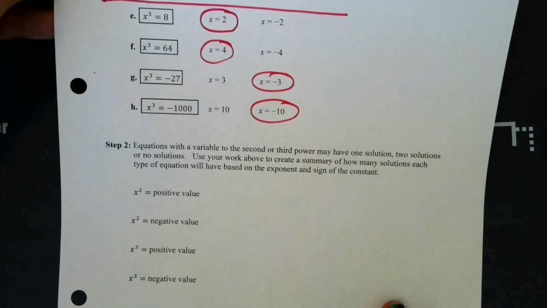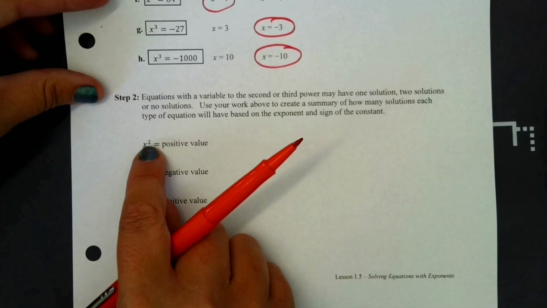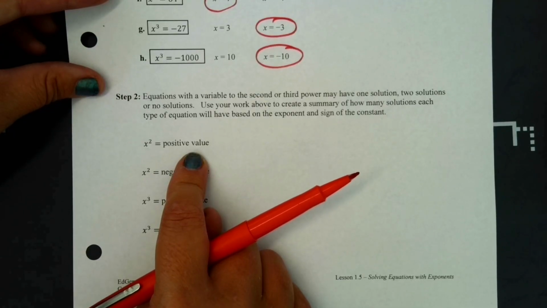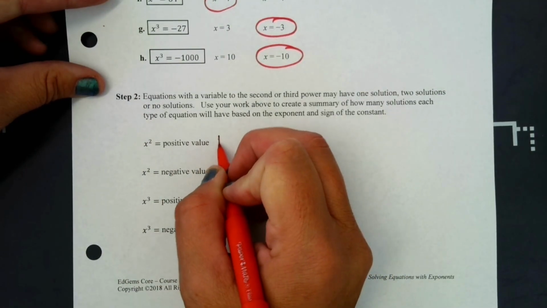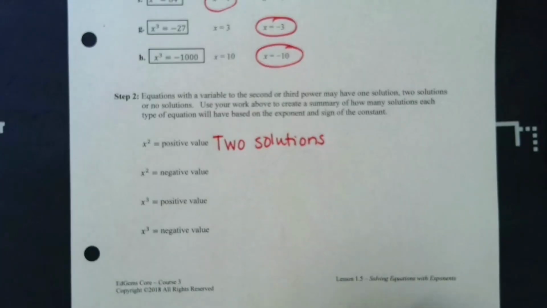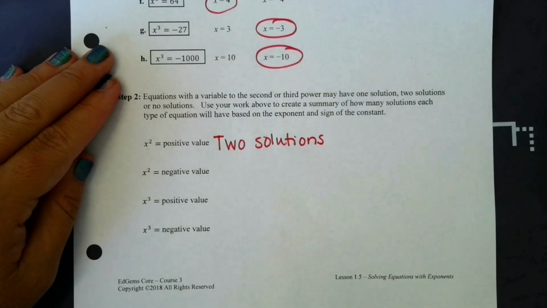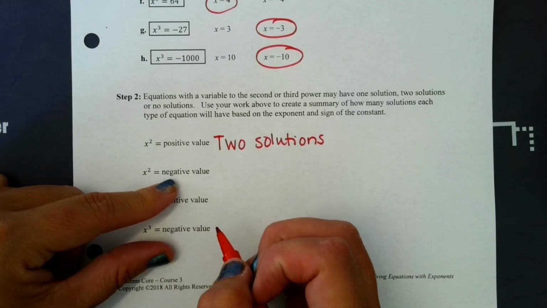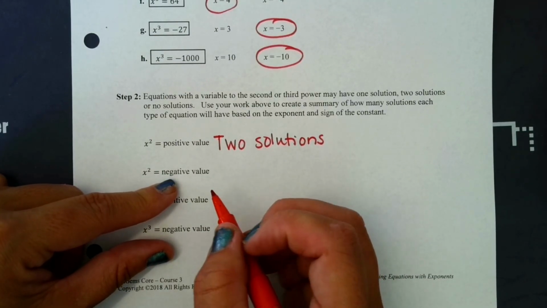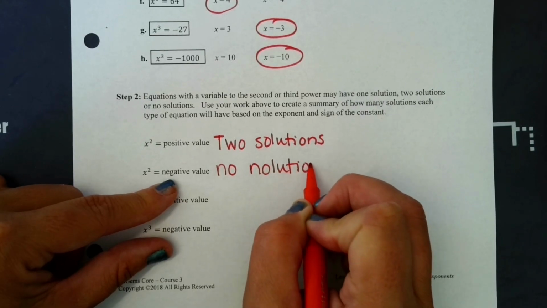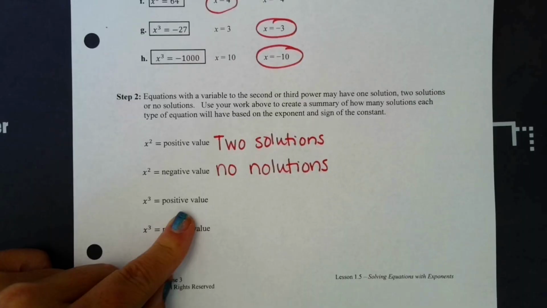All right, so let's take a look at the bottom, and we're going to be looking at the top two. If x squared equaled a positive value, so that's A and B, how many solutions did we have? On A, how many solutions did I have? 2. And on B? 2. So if it's a positive value, I would have 2 solutions. If it is x squared equals a negative value, like C and D, how many solutions would I have? No solutions.